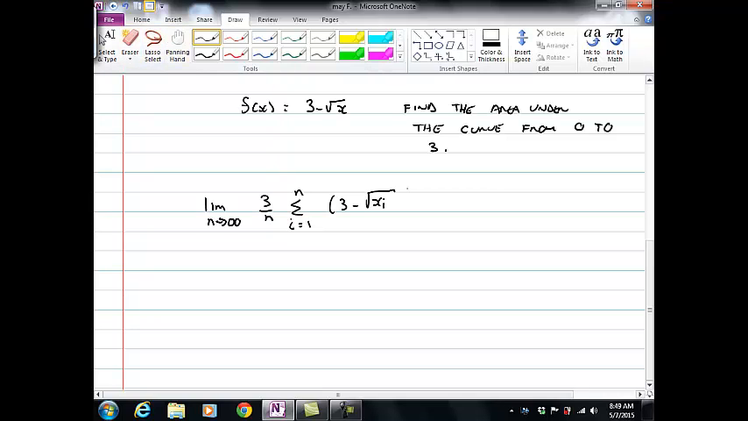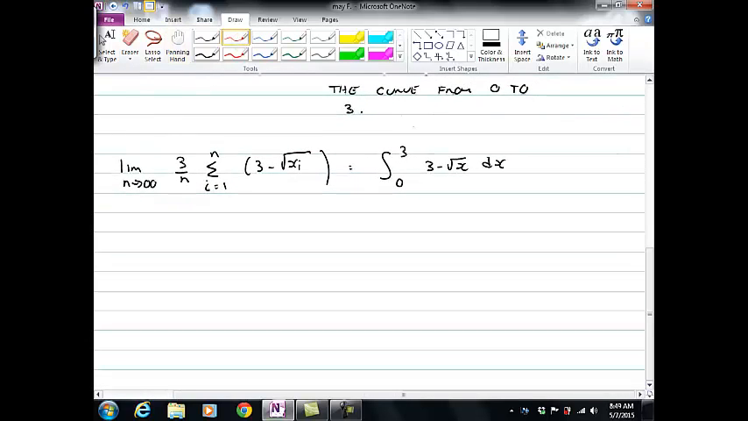Or it equals the integral from 0 to 3 of 3 minus root x dx. Okay, but the question really now comes, what does this really mean? I want to know what the answer is. I can go through here and do the whole limit and add up 1,000 rectangles, but I don't have time for that. So what does this theorem really mean?